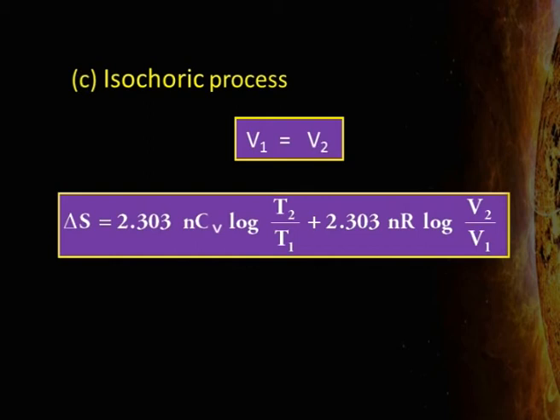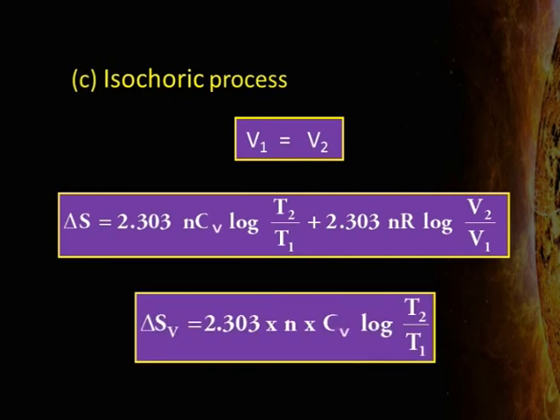In case 3, we are taking the example of isochoric process. We can calculate the entropy change for an ideal gas for isochoric process also. For isochoric process, V1 is equal to V2. Therefore, the equation delta S equal to 2.303 n Cv log of T2 divided by T1 plus 2.303 nR log of V2 divided by V1 reduces to delta S at constant volume equal to 2.303 n Cv log of T2 divided by T1.